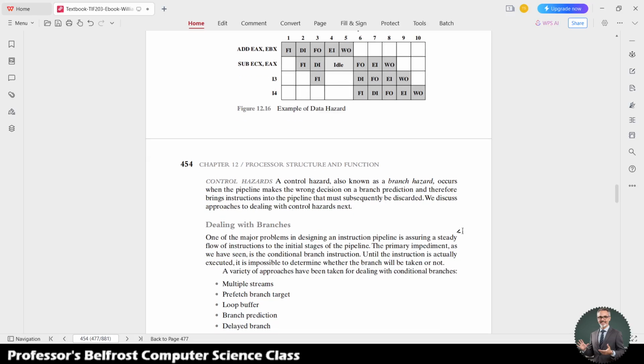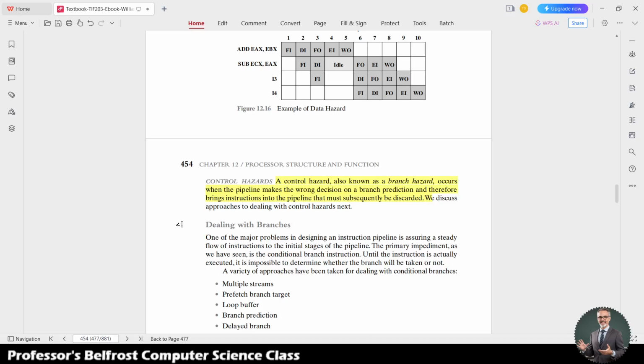Okay. Then the third type is control hazard, also known as a branch hazard. It occurs when the pipeline makes the wrong decision on a branch prediction and therefore brings instructions into the pipeline that must subsequently be discarded.